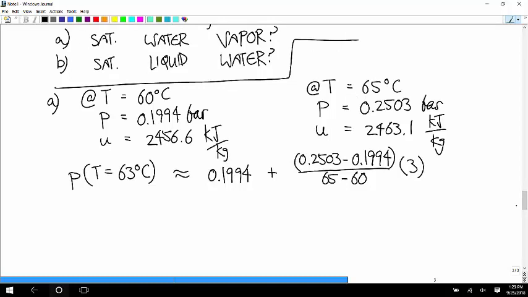And I think you get about 0.22994. So it's in between those two values, closer to the 65 degree value, because we're closer to 65 degrees than 60. And this is in bar.